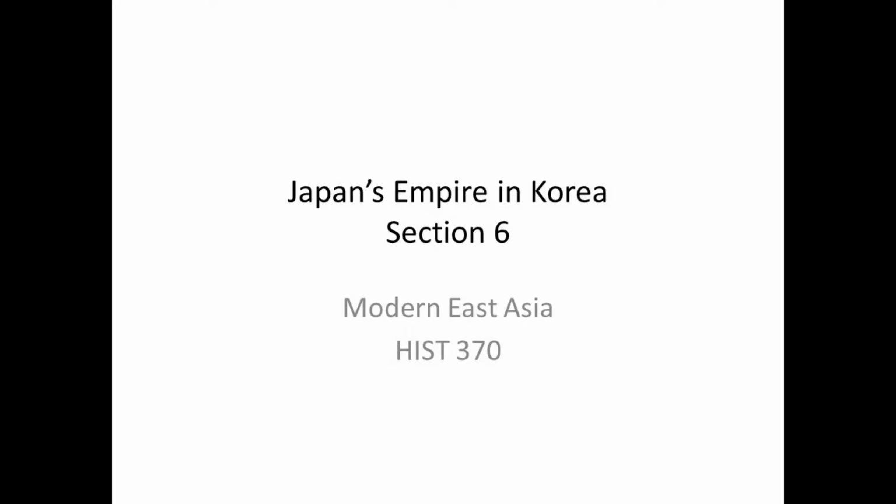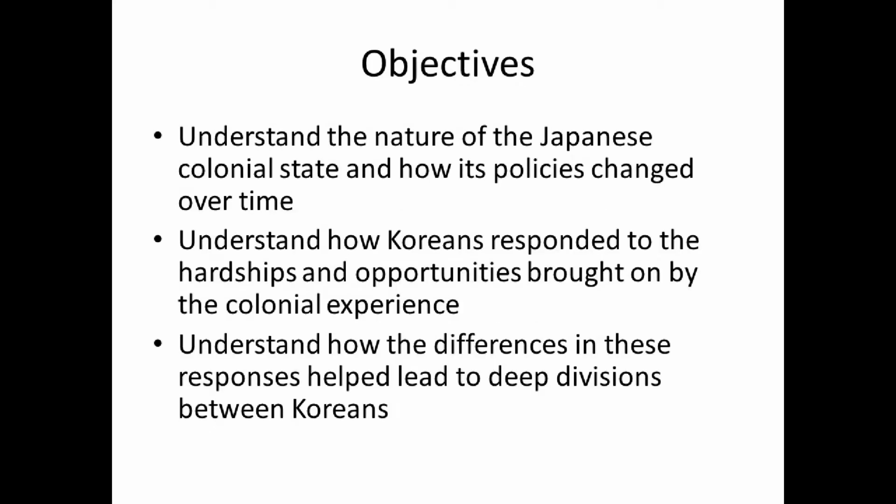In this lecture for History 370, Modern East Asia, we will be examining Section 6, Japan's Empire in Korea. Our objectives for this section are to understand the nature of the Japanese colonial state and how its policies changed over time, to understand how Koreans responded to the hardships and opportunities brought on by the colonial experience, and to understand how the differences in these responses help lead to deep divisions between Koreans.